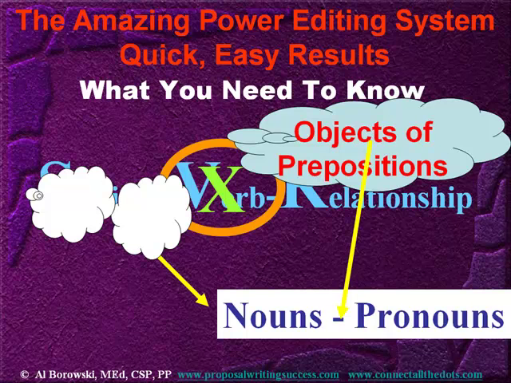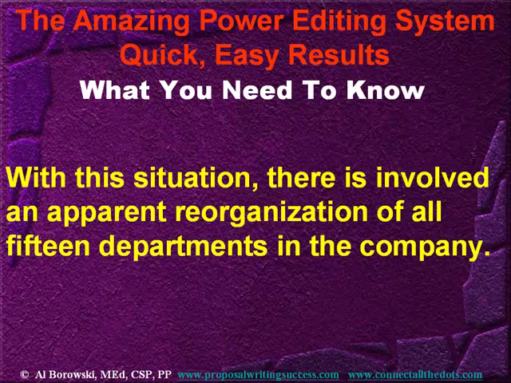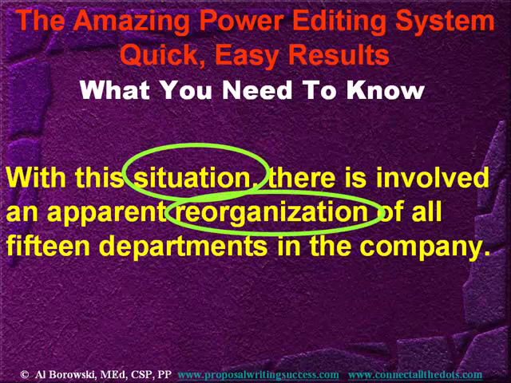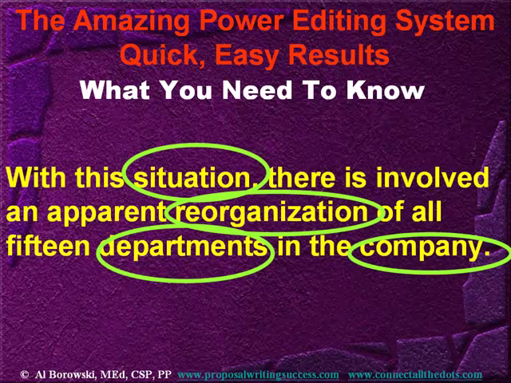Please look at the sentence. With this situation, there is involved an apparent reorganization of all 15 departments in the company. This sentence contains 4 nouns: situation, reorganization, departments, and company. Now, because you have so many nouns in this sentence, your readers can become confused in terms of who is doing what. How do you find the subject of a sentence? By asking who or what is doing the action.